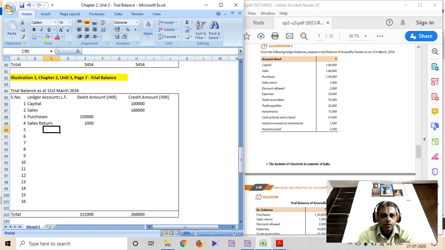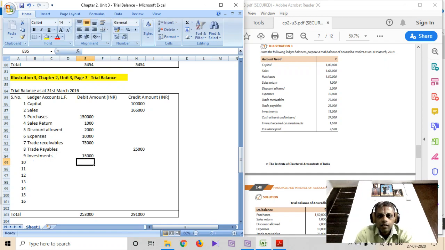Discount allowed. Discount allowed is an expense. Debit balance 2,000. Then we have expenses 10,000. Expenses debit balance 10,000. We have trade receivables. Trade receivables is under debtors, which is a debit balance 75,000. Then we have trade payables. Trade payables is creditors, so credit balance 25,000. Then we have investments. Investments are assets, debit balance 15,000. Then we have cash at bank and cash at hand. So cash at bank is debit balance unless it is given otherwise.